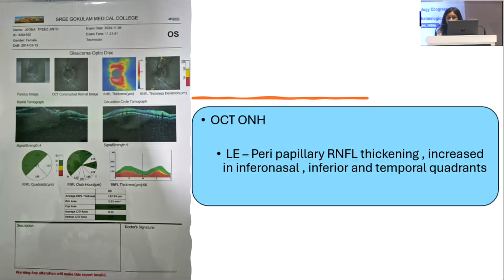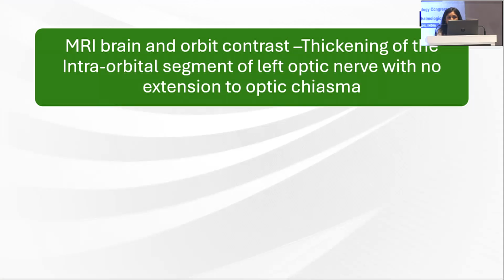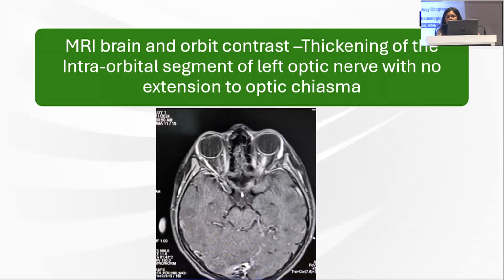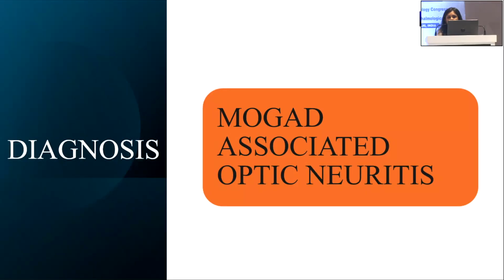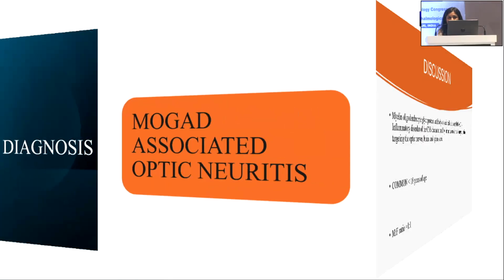OCT of the optic nerve head showed left eye peripapillary RNFL thickening, increased in the inferonasal, temporal, and inferior quadrants. MRI brain and orbit with contrast showed thickening of the intraorbital segment of the left optic nerve. The diagnosis of MOGAD associated optic neuritis was made.